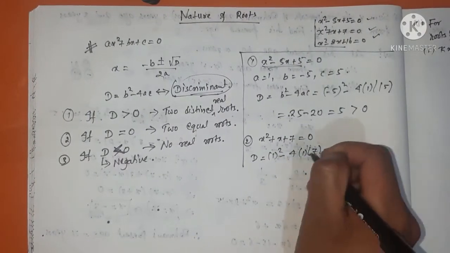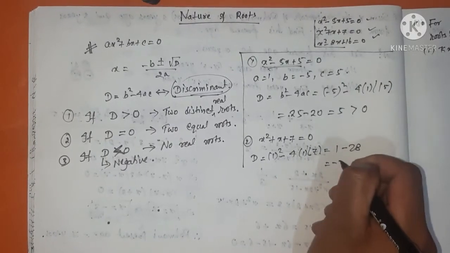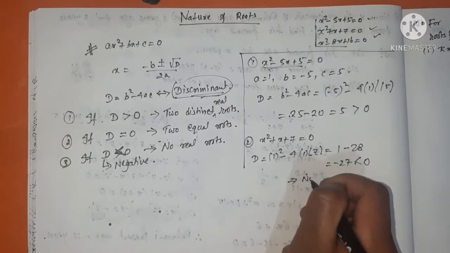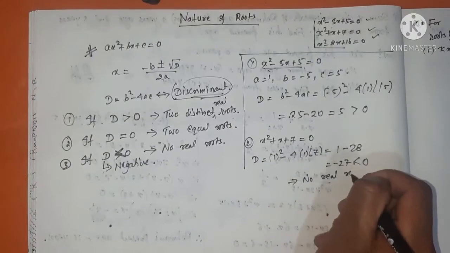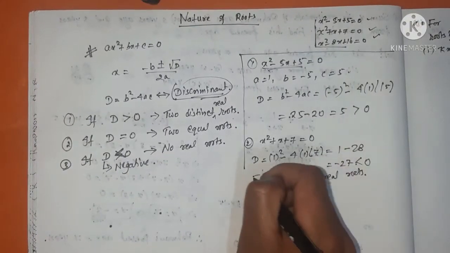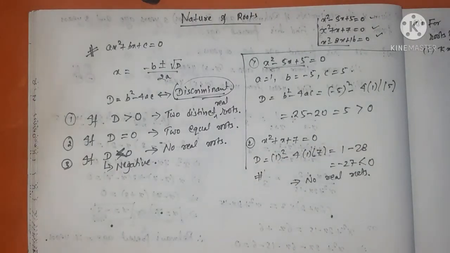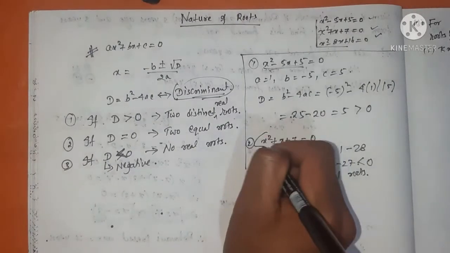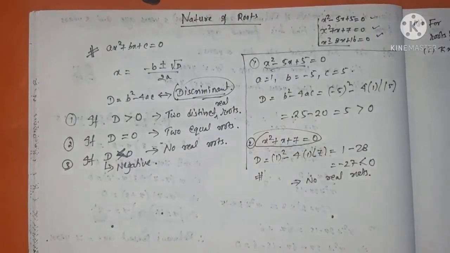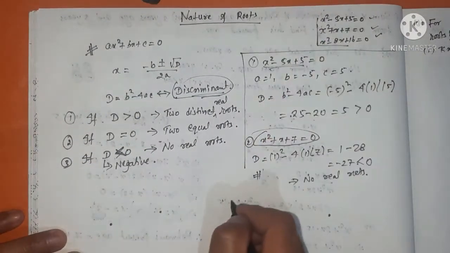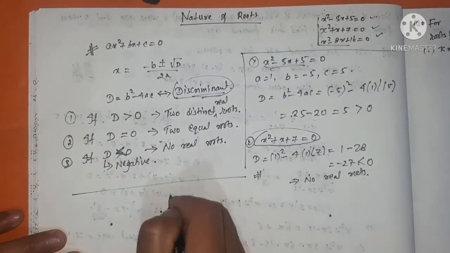This is 1 minus 4 into 7, 28. That is minus 27. It is less than 0. So these have no real roots. That means in this particular case, we don't solve the equation. The root does not exist. The real value of x does not exist for these equations. It is imaginary.